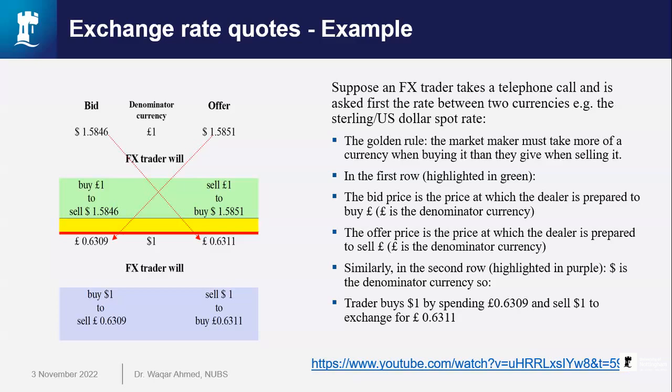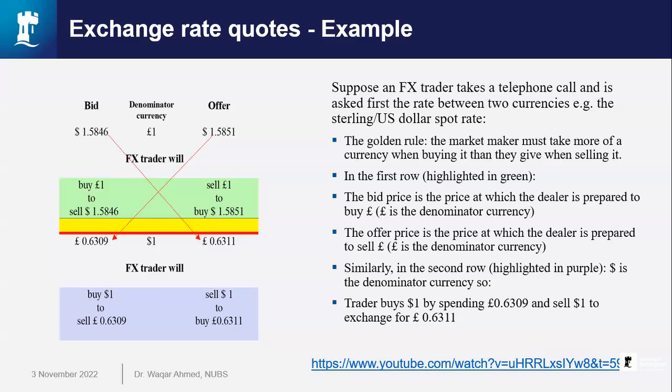So remember I told you that you can convert this into one unit of the other currency. So you can represent the same quote in pounds terms as well. These are represented per unit of dollars. Good. So suppose a Forex trader takes a telephone call and first asks the rate between two currencies. In this example we have sterling and US dollar spot rates. So we're not talking about forward rates, but whatever the rate is right now.